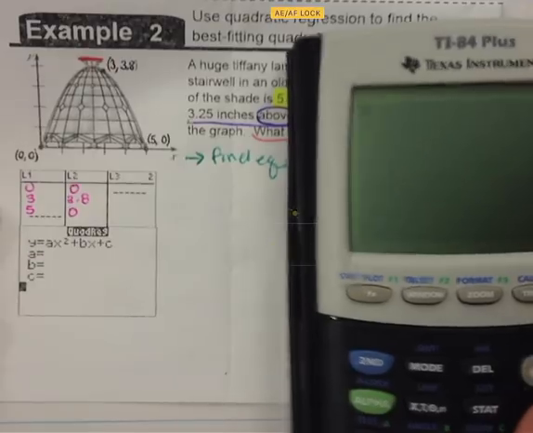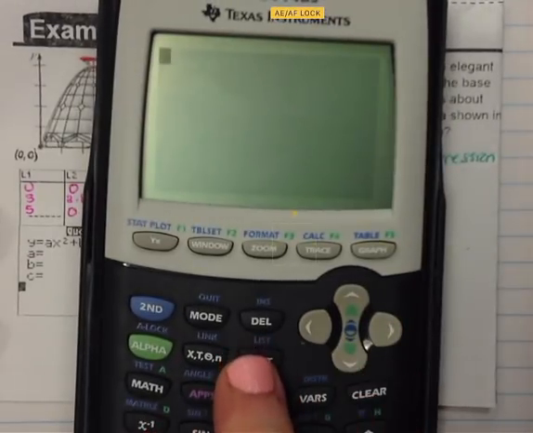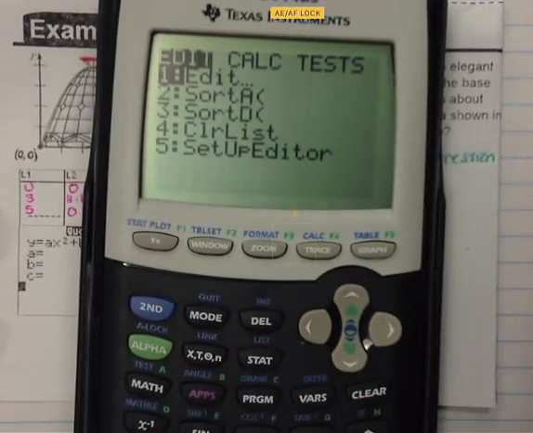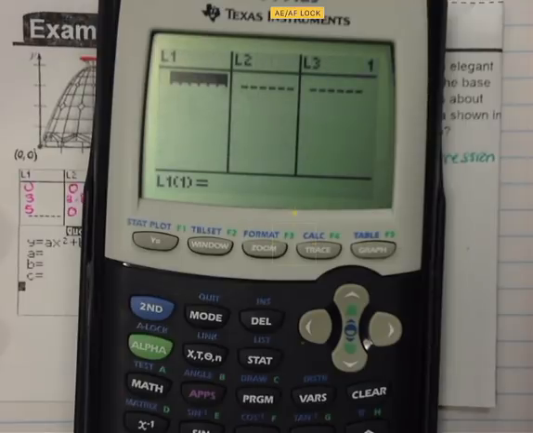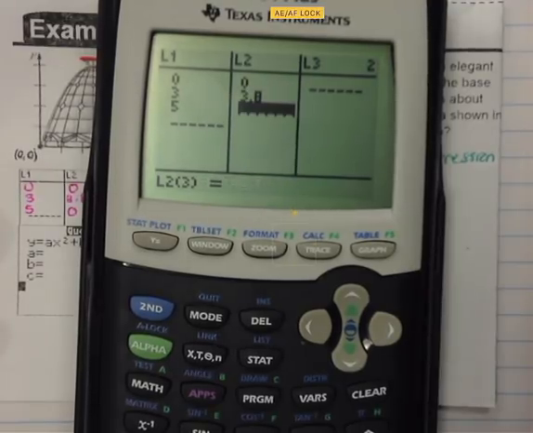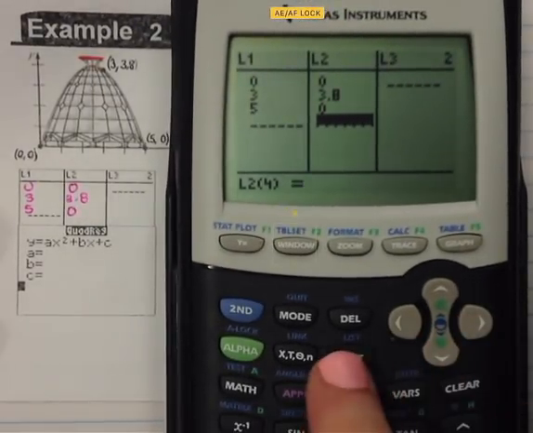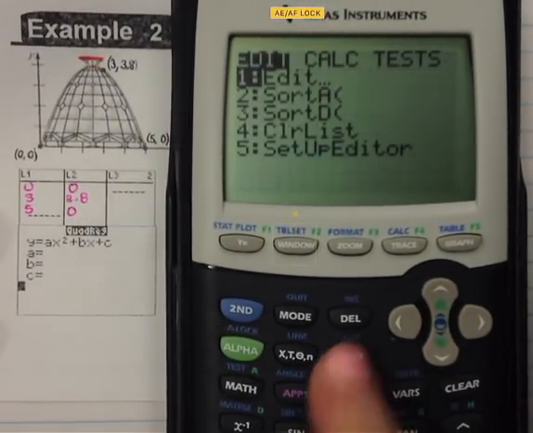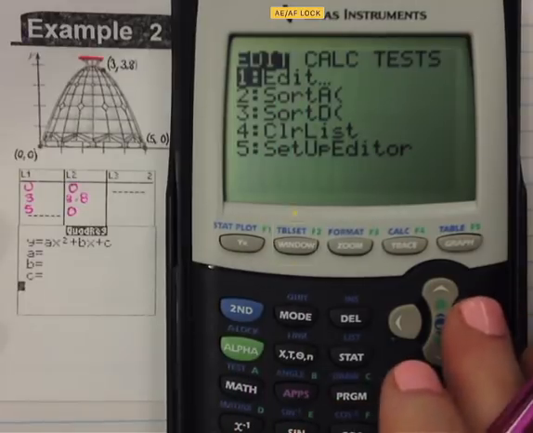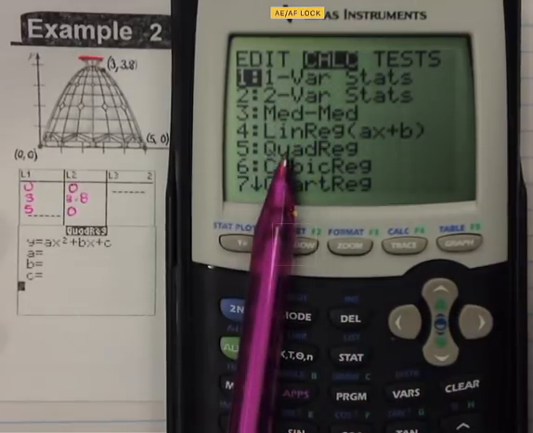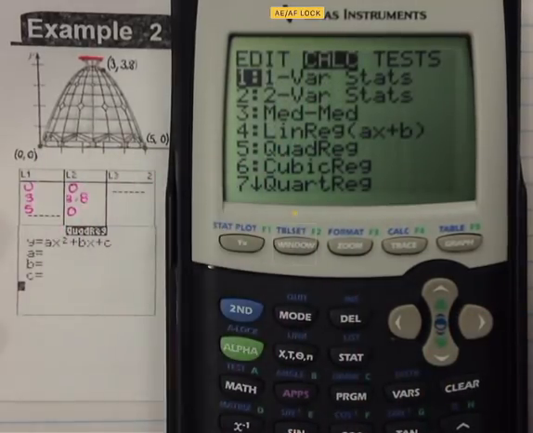So I'm going to go to my calculator. I'm going to go to my stat, edit. In L1 I'm putting 0, enter, 3, enter, 5, enter. In L2 I'm putting 0, enter, 3 8/10, enter, 0, enter. Then, again, going back to knowing how to do this, I press the stat key. I go over to calculate, and I want quadratic regression because this is a parabola, so I press 5.